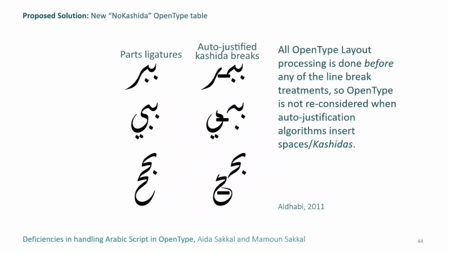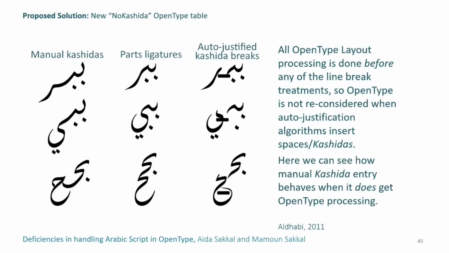One of the major problems with auto-justification for Arabic is that all of the OpenType layout processing is done before any of the line break treatments, so the OpenType is not reconsidered when additional spaces or kashidas are inserted. This isn't as big of an issue if only spaces are used, but becomes a big problem once kashidas are inserted, particularly with parts ligature style fonts such as Sakkal Majalla, Office's Al-Dabi, which is seen in the example here, and Urdu typesetting, Aisha Naskh Dubai font, and many others.